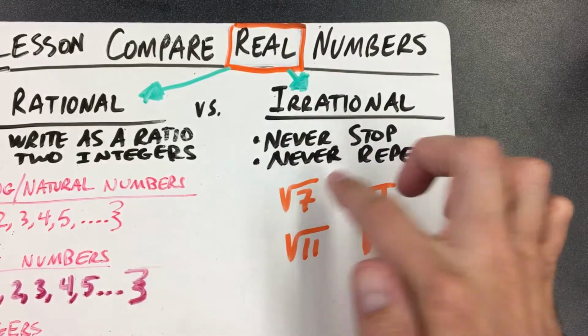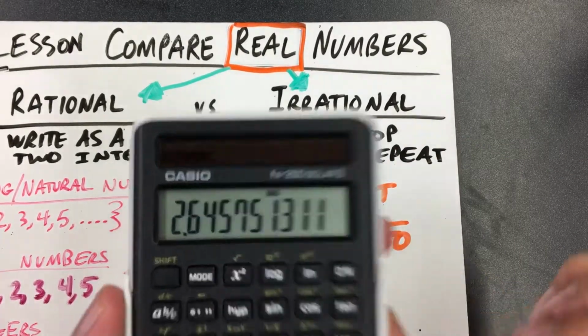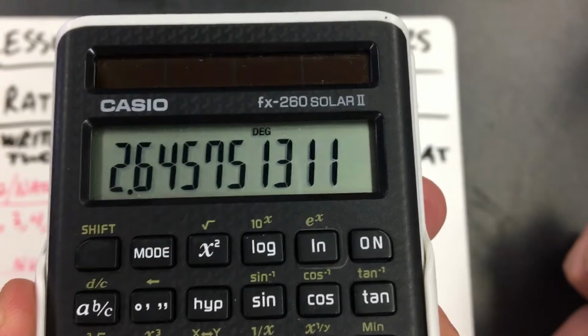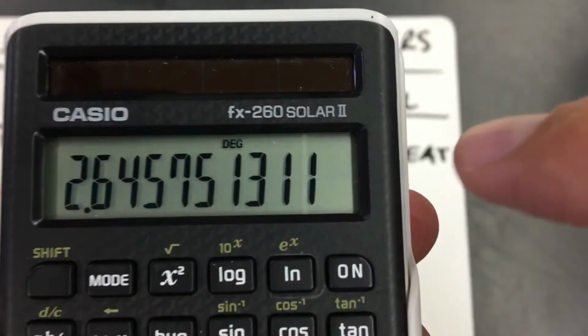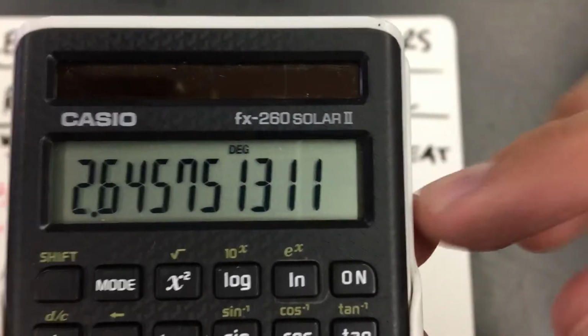For example, the square root of 7. If I just type this here in my calculator, look what it says. 2.645751311. No repeating. This decimal never stops. It would really go forever and ever and ever. My calculator just runs out of room.